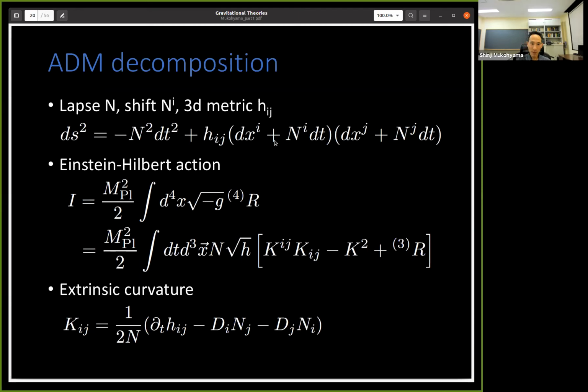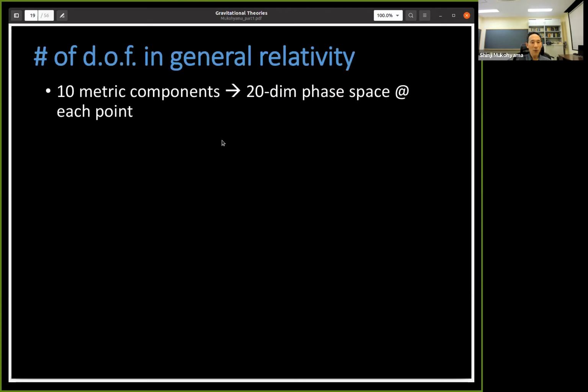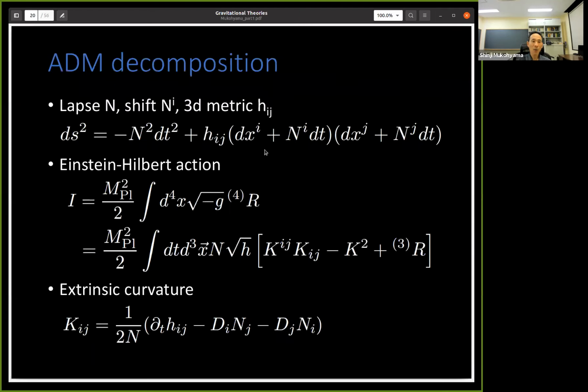the 3D metric h_{ij}. This is because we want to go to the Hamiltonian formulation. Hamiltonian treats space and time separately, so we decompose the 4-dimensional metric into a 3-dimensional metric, and basically the 00 component of the metric and the 0i component, which is the lapse and shift vector.